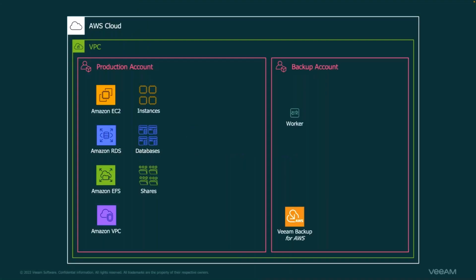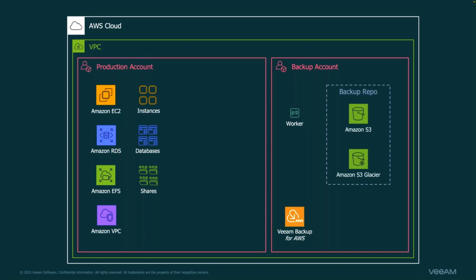Let's move on. Once you have done your Veeam Backup for AWS appliance deployment, the next thing you want to do is set up the configuration. You have deployed a VBA in the backup account, and that's where you need to define the worker nodes. Then you need to define the repository that holds your backup data. You can define your backup repository with Amazon S3, Amazon S3 Glacier, and Deep Archive.